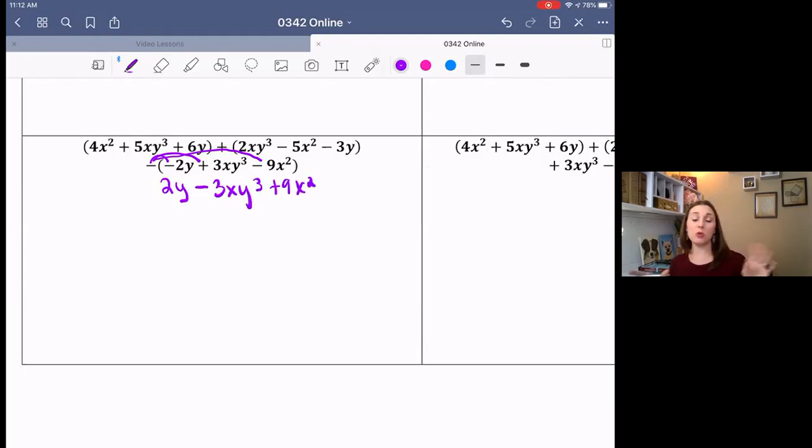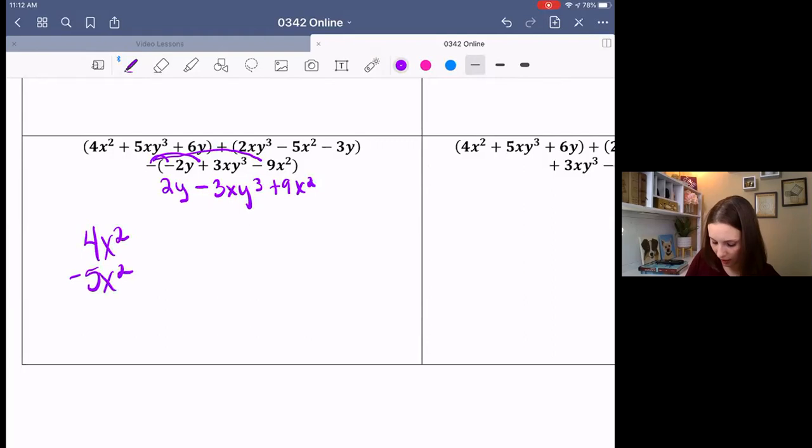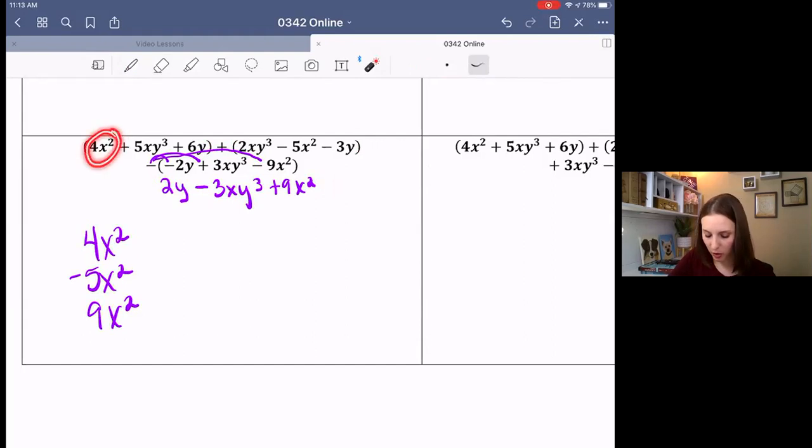And now I'm going to be using those terms when I start stacking all my terms, okay? So I have 4x squared, I have a negative 5x squared, and I have a 9x squared. What I did was I went through each of my polynomials and I was trying to see if there were like terms with x squared. So my first one was 4x squared, here's a negative 5x squared, and a 9x squared.